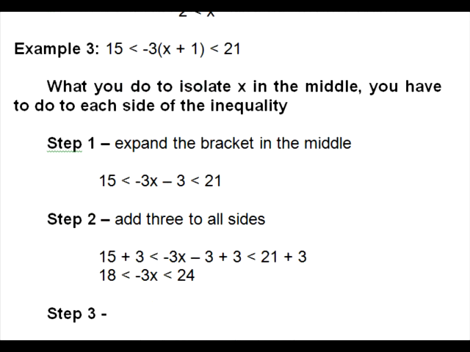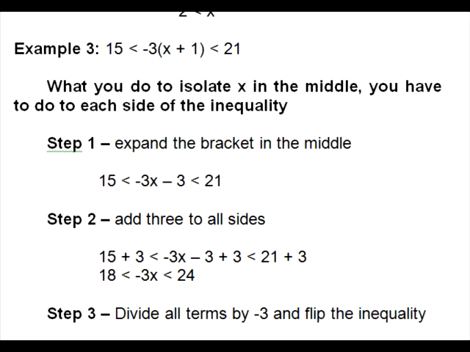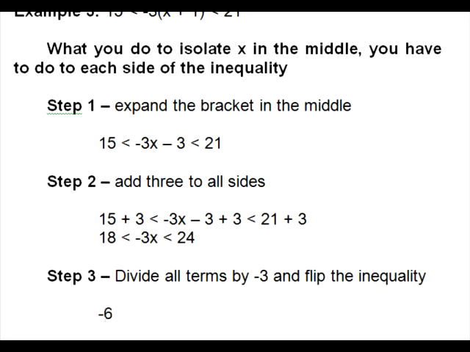And step 3 is going to be divide all terms by negative 3 and flip the inequality. So that's going to be negative 6 is greater than x is greater than negative 8. And again, if you're saying, well, does that make sense? Well, in this case, 24 was in fact bigger than 18. In this case, negative 6 is bigger than negative 8. So let the numbers actually be your guide on these if you need to.